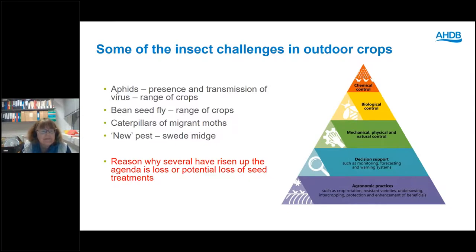And I think the reason why several of these have risen up the agenda is the loss or potential loss of seed treatments, and Bruce has alluded to that already. And I think that may also be true of swede midge, because of the loss of seed treatments in, I guess, all brassicas, and oilseed rape, I'm sure, is one host of swede midge.